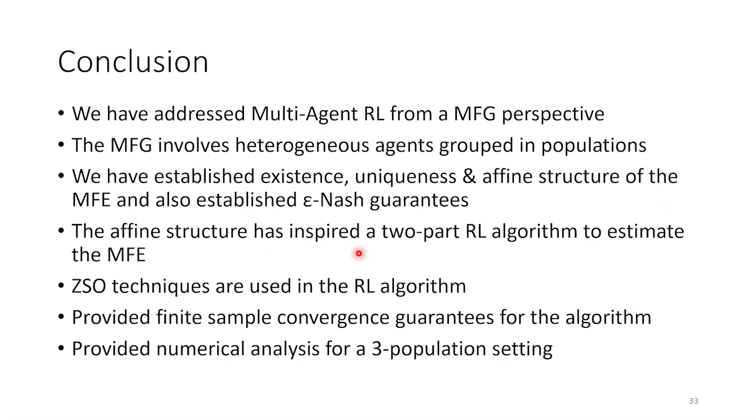The affine structure inspired a two-part RL algorithm to estimate the mean field equilibrium in a model-free manner, and we used zero-order stochastic optimization techniques in this RL algorithm. We also provide finite sample convergence guarantees for this RL algorithm, and then we also provided some numerical analysis for this setting, for three populations.